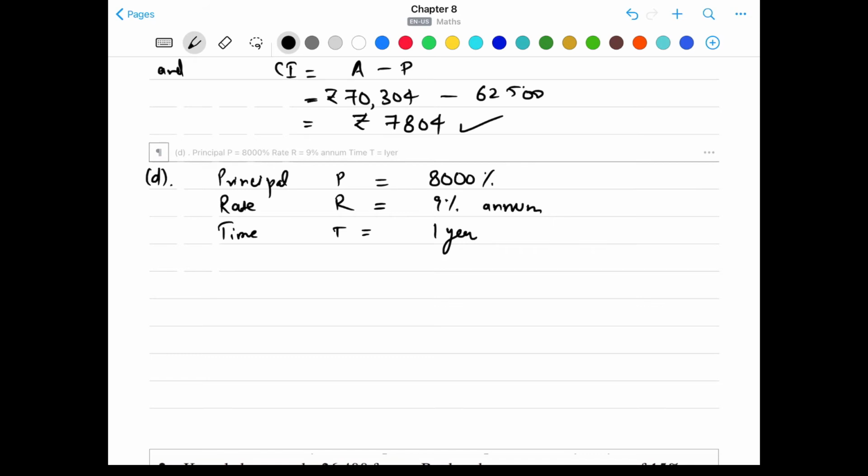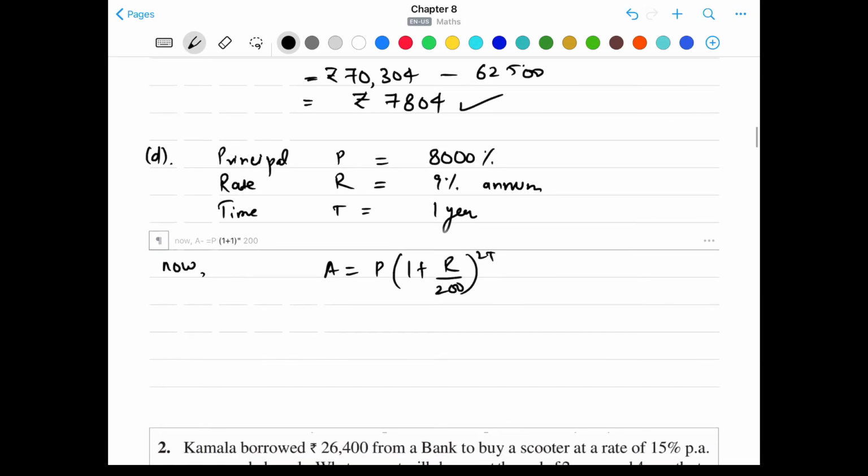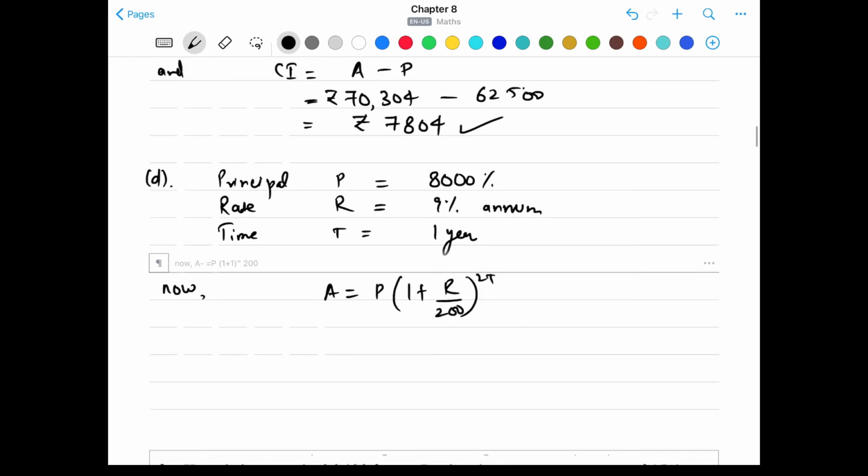We'll use the compound interest formula for half yearly now. Here A will be equal to P (1 plus R by 200) to the power 2T. This is the formula to calculate the amount when the interest is compounded half yearly. So A will be equal to P, which is 8,000.